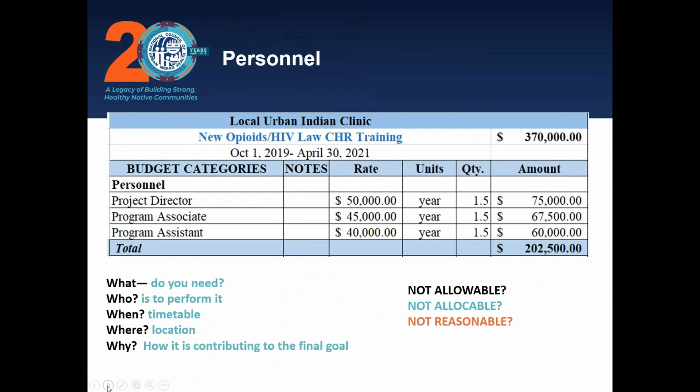So if you are having any questions, what do you need? I need personnel in order to comply with the toolkits or to do the training, etc. Who is to perform? These are the people who are going to be performing, and they will be assigned a task each one. The timeline is 1.5 years. The location is going to be the office or the location of the webinars. Why? They are contributing to the final goal. Well, they are going to be the ones performing them. Next one, please.